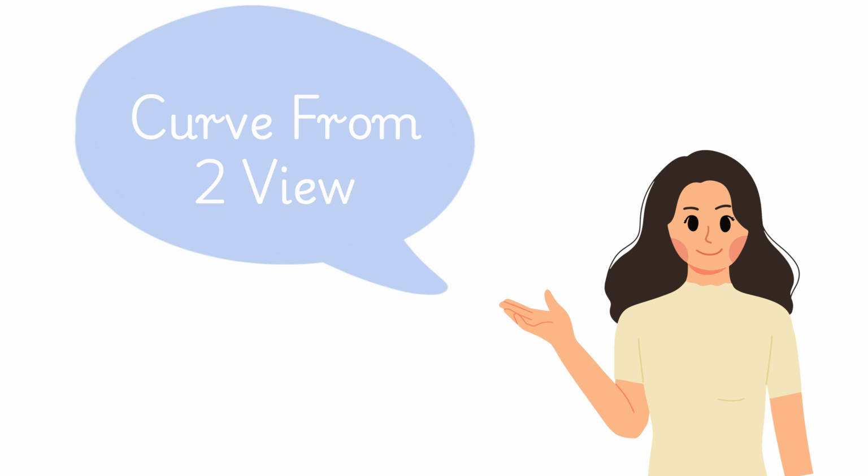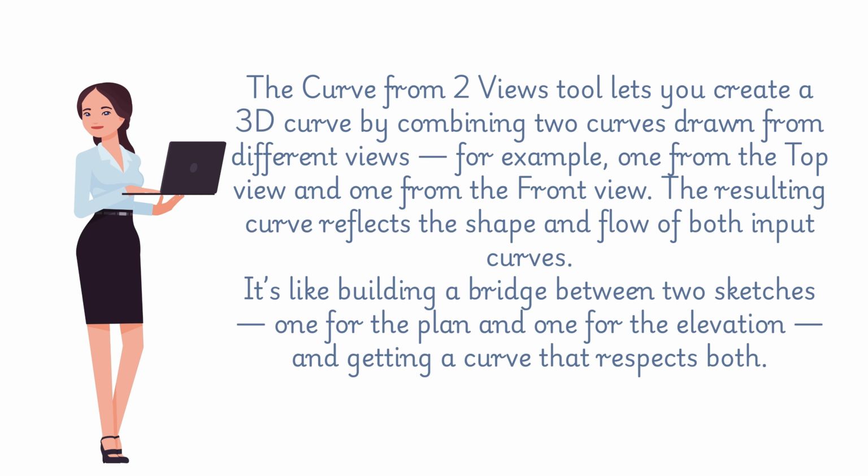Curve from Two Views. The Curve from Two Views tool lets you create a 3D curve by combining two curves drawn from different views, for example, one from the top view and one from the front view. The resulting curve reflects the shape and flow of both input curves. It's like building a bridge between two sketches, one for the plan and one for the elevation, and getting a curve that respects both.